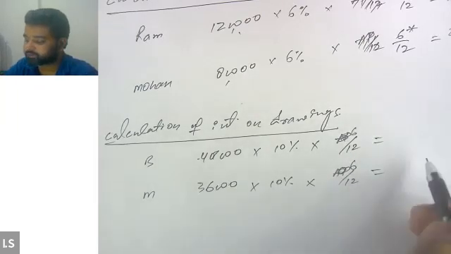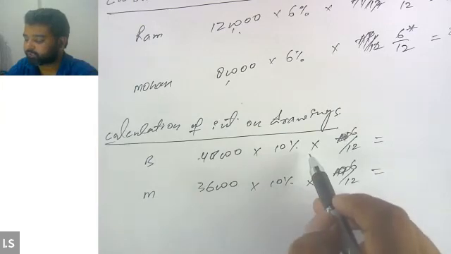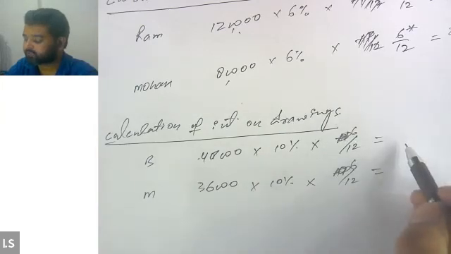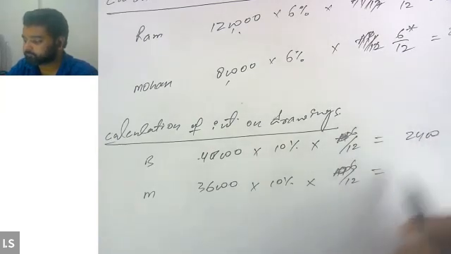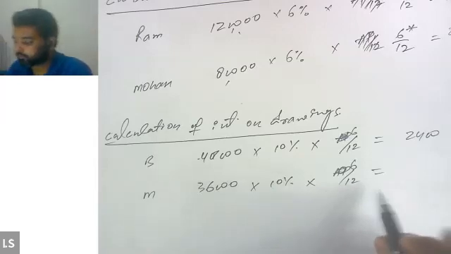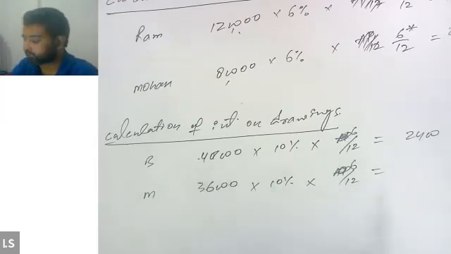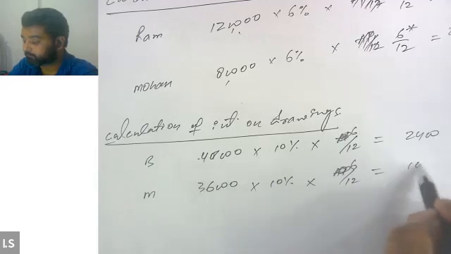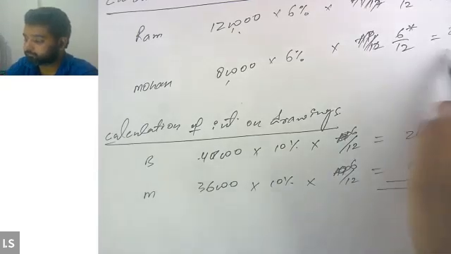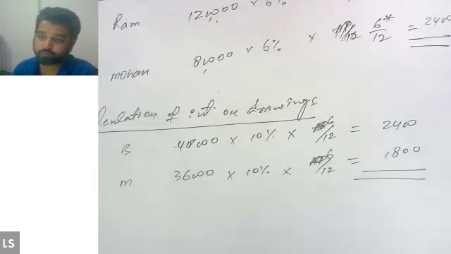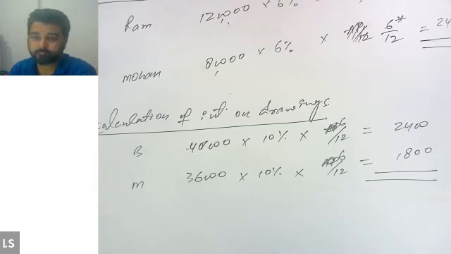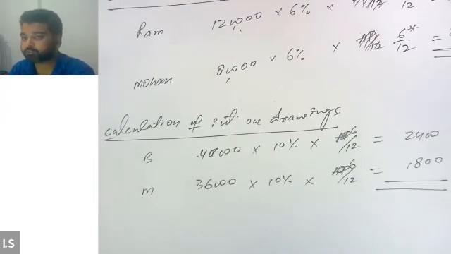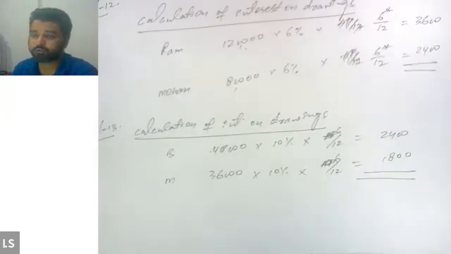Now we can calculate the interest. 48,000 into 10% will be 4,800, divided by 12 multiplied by 6, it will be 2,400. And similarly, in this situation, it will be 3,600 divided by 12 multiplied by 6, so 1,800. So this is the calculation of interest on drawing in these questions. The solution for questions number 12 and 13 is on screen. Anybody who wants to take a screenshot can do so.